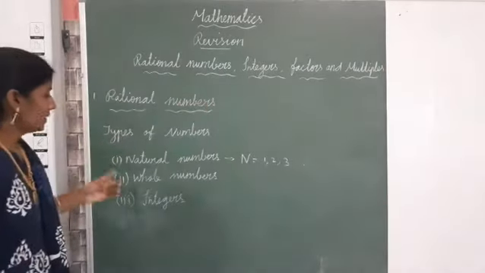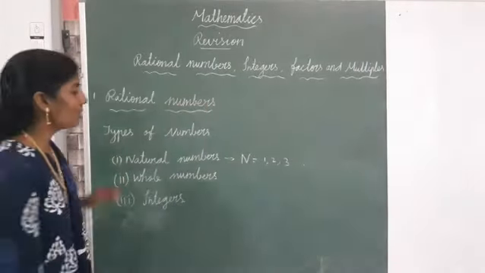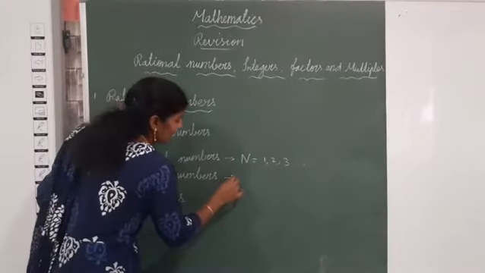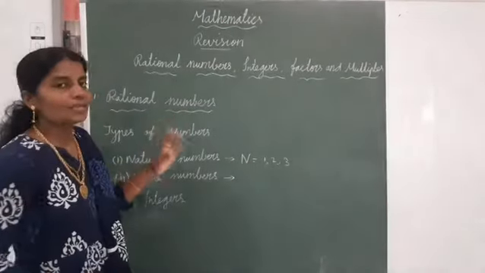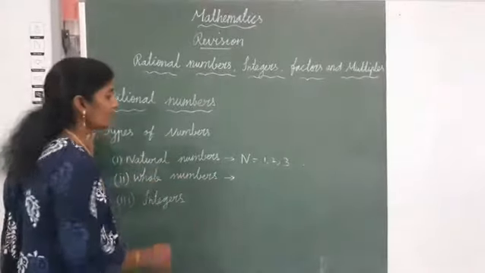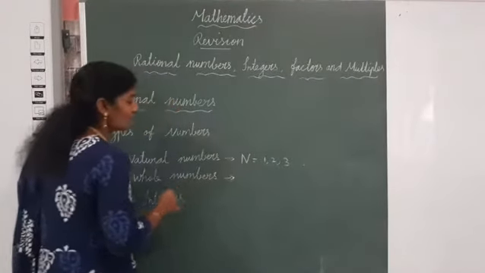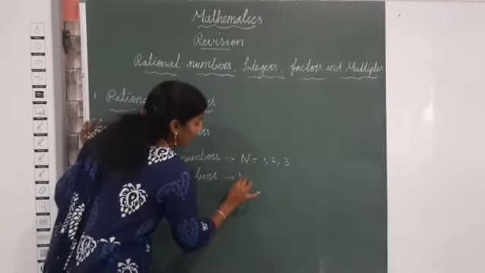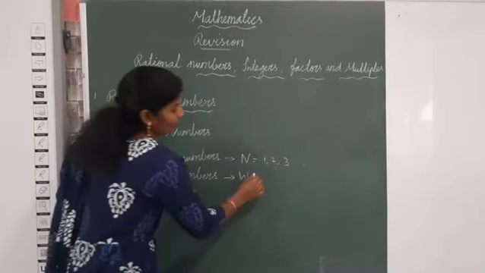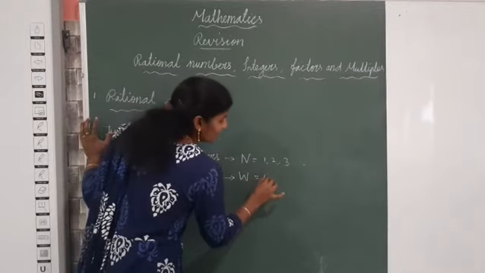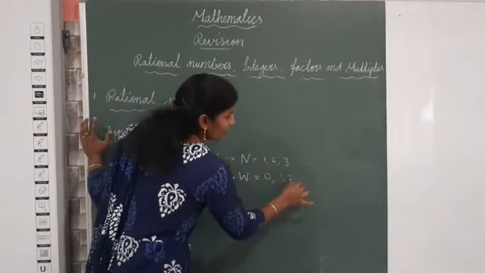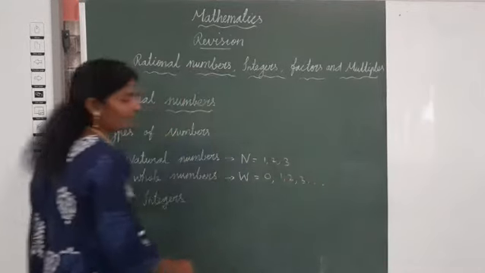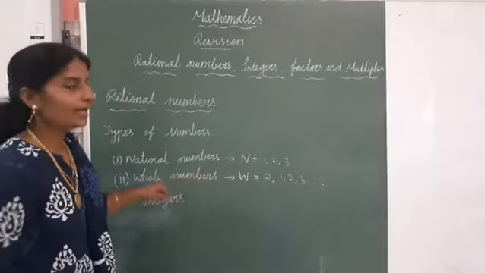Okay? Then, whole numbers. What is whole numbers? Whole numbers means natural numbers with 0. Isn't it? Natural numbers with 0. That is, whole number is denoted by capital W. Capital W is equal to 0, 1, 2, 3, etc. Okay? These are the whole numbers.